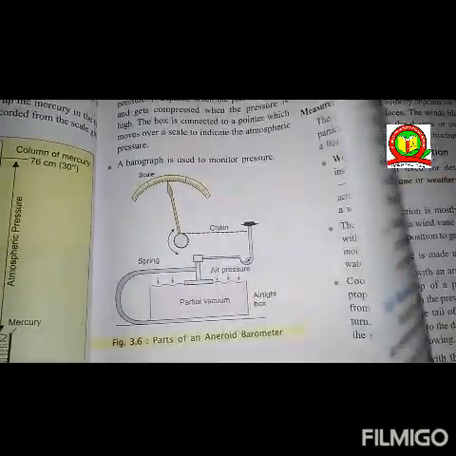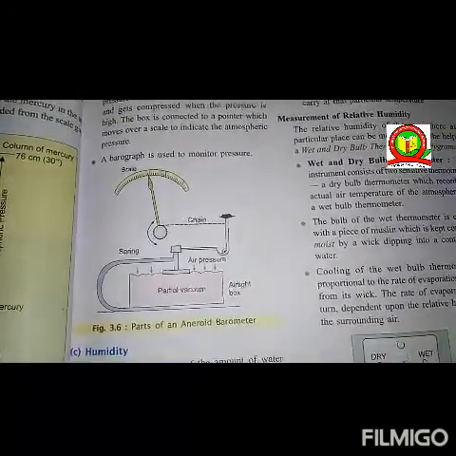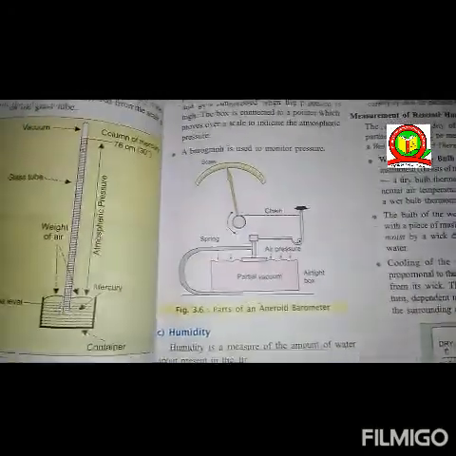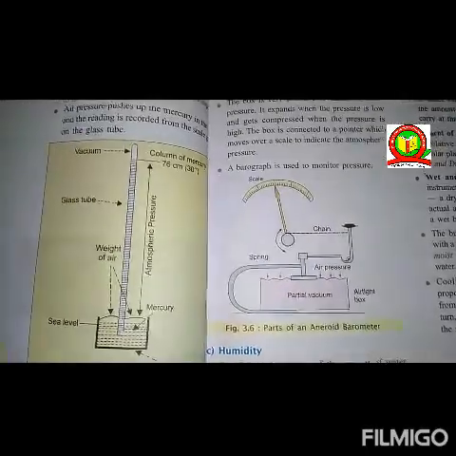So student, in this class I have completed half of the chapter. In the next class we will continue with the chapter.